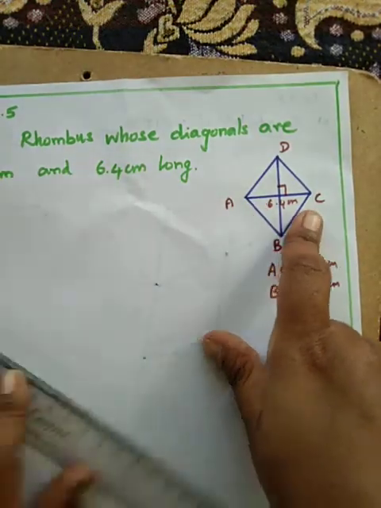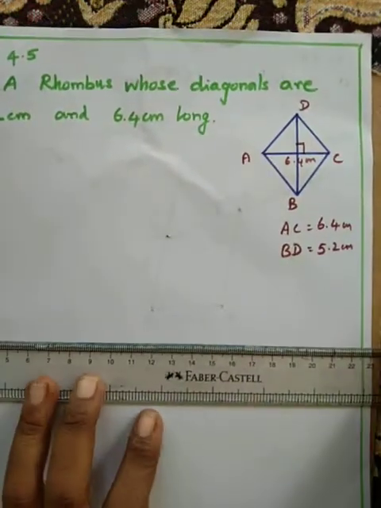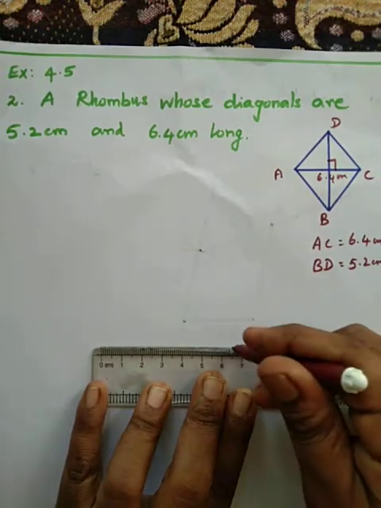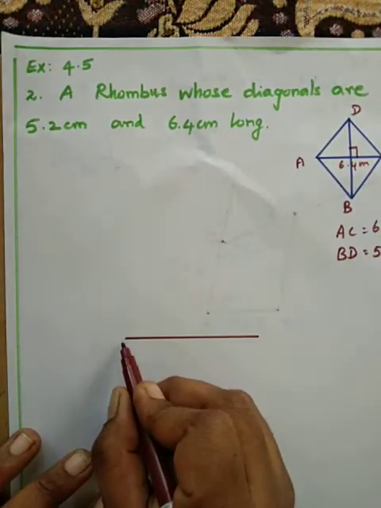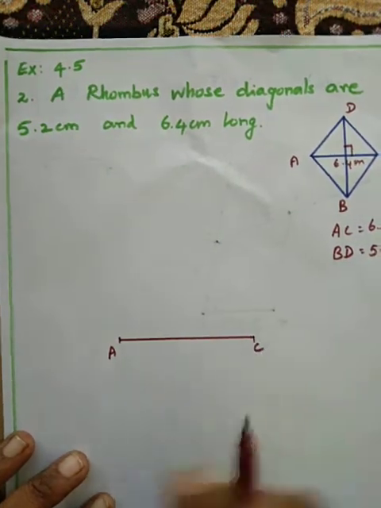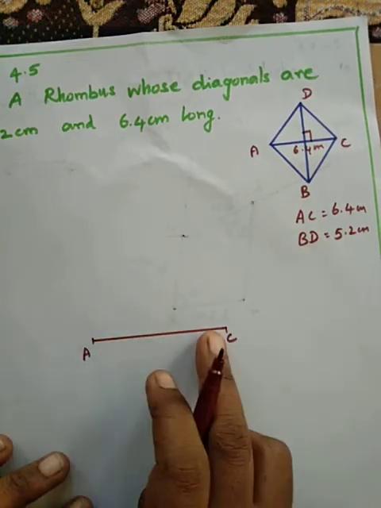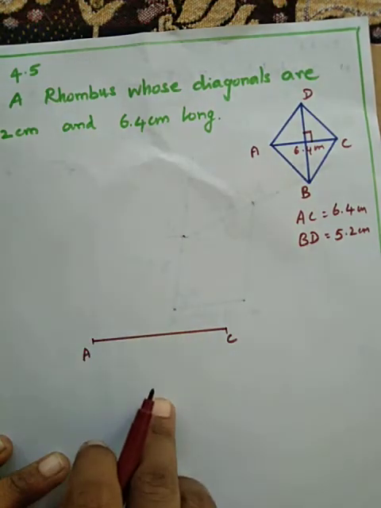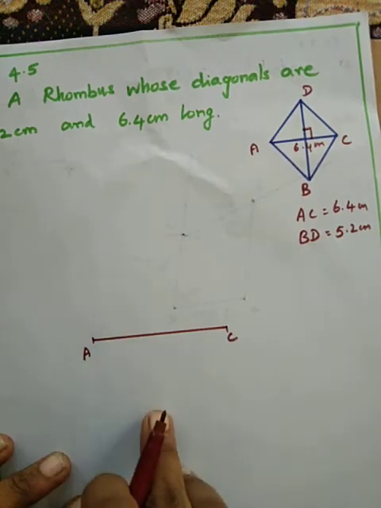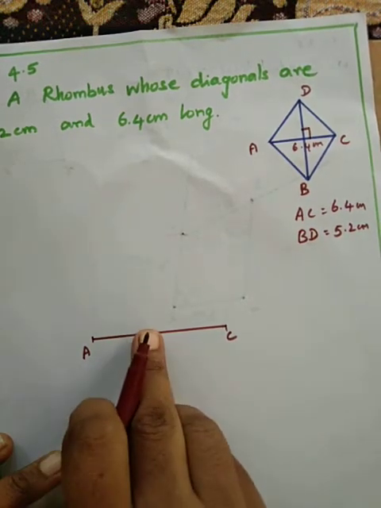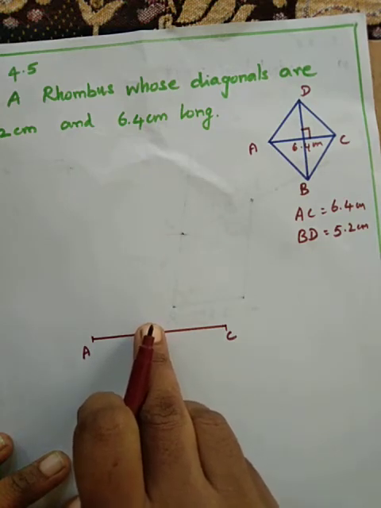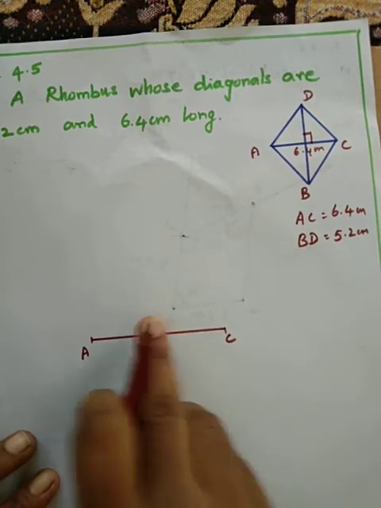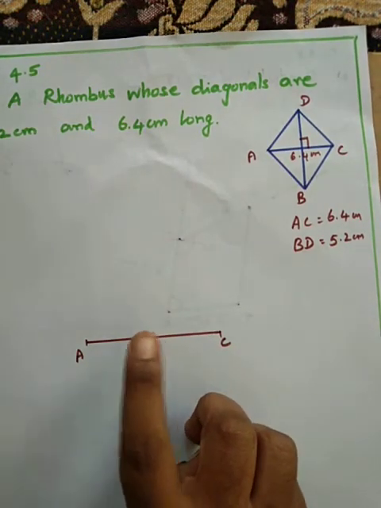First take 6.4 centimeter and draw a line segment for 6.4 centimeter, and give the vertex names as A and C. Now this is a diagonal and one more diagonal will bisect it at the perpendicular. It is perpendicularly bisecting each other. So I should find the center of this AC, 6.4, and as well as I have to find the perpendicular bisector. I should perpendicularly bisect this one.